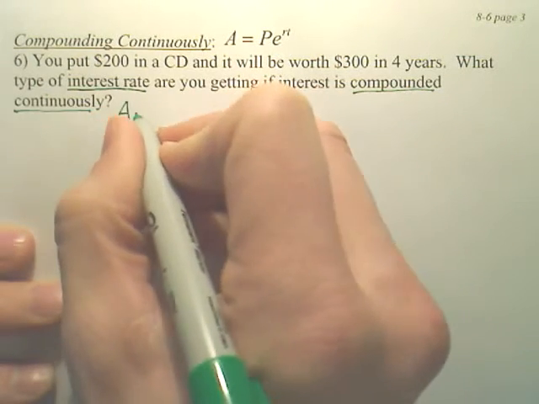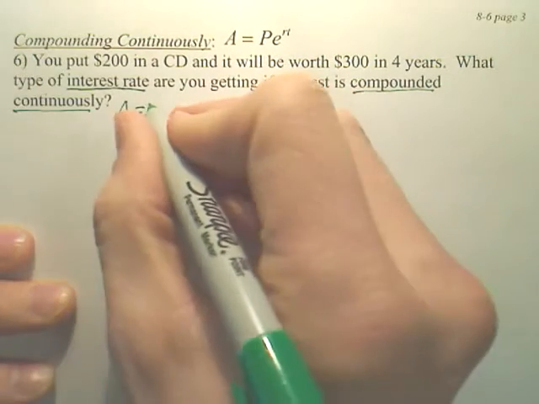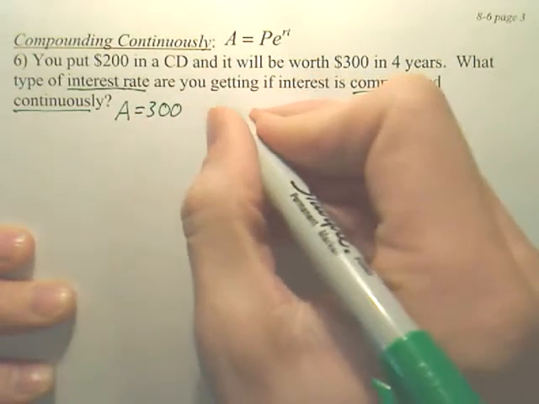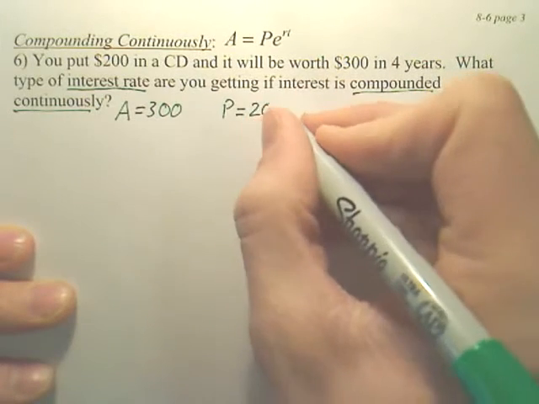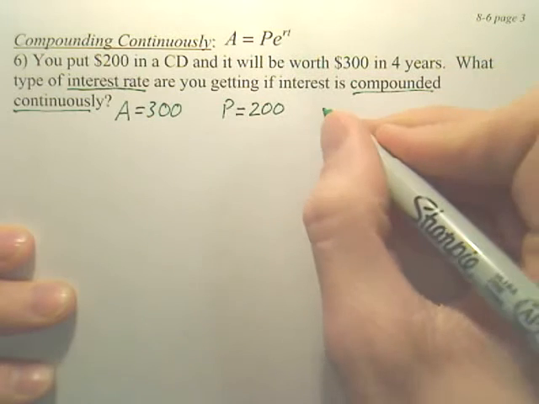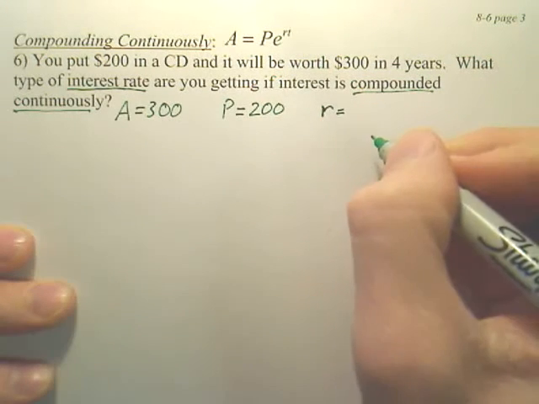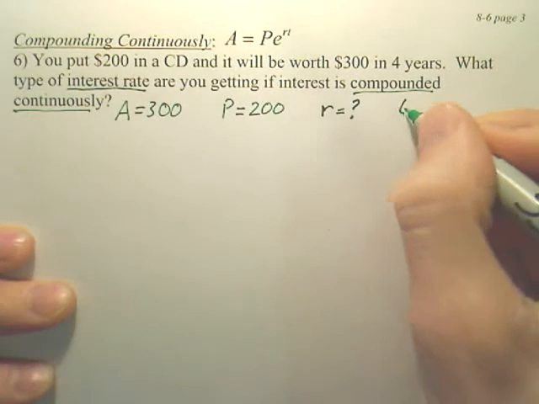Do we know my final amount? Yes, it's 300. Do we know my initial amount? 200. E is a value in your calculator. Do we know R? Do we know our rate? No, that's what they want to find. Do we know how much time?